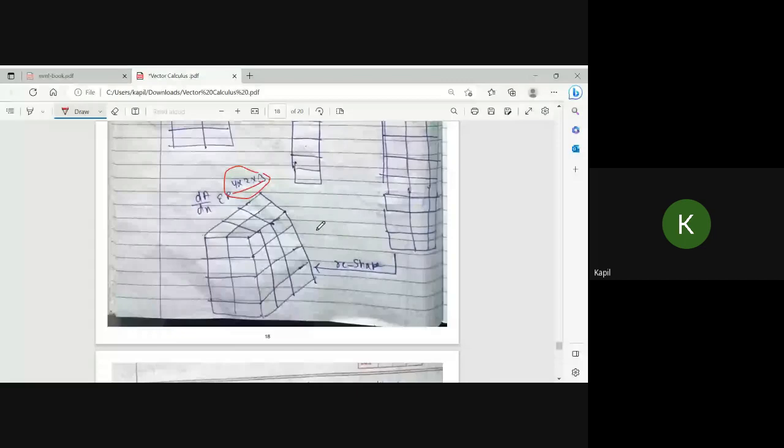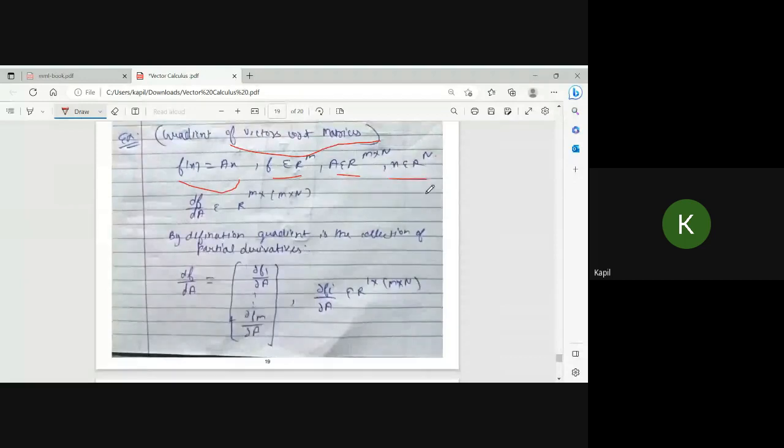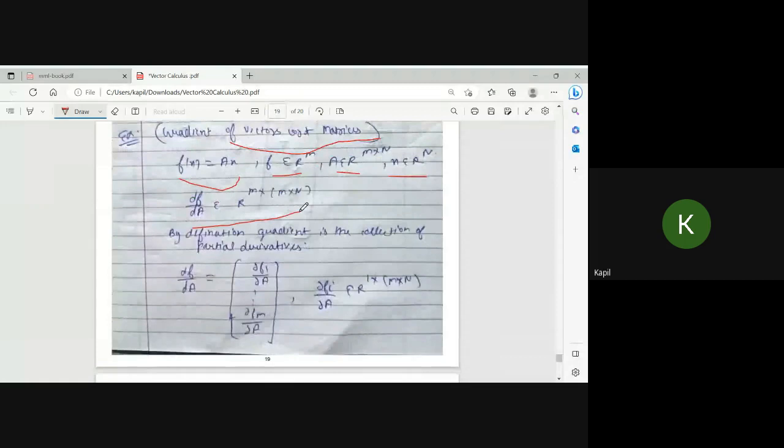So let us see an example on this topic, the gradient of vectors with respect to matrices. Let us consider a function f(x) = Ax, in which f belongs to R to the power m, that is m dimensional, A is m cross n dimensional, and x is n dimensional. So df upon dA, since f is m dimensional and A is m cross n, will come out to be m cross m cross n dimensional.